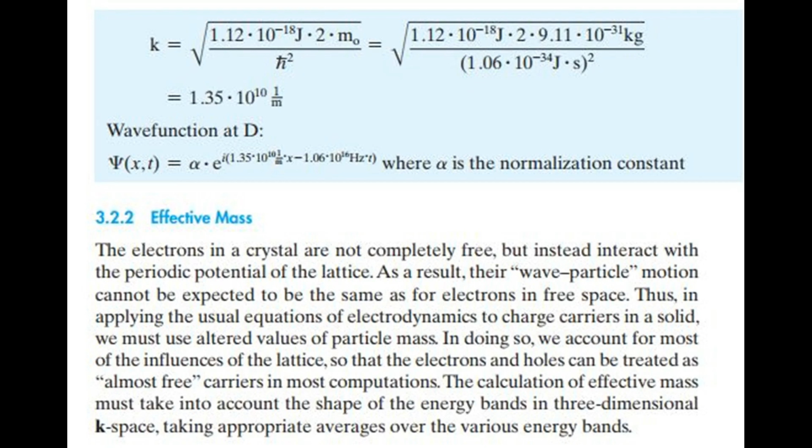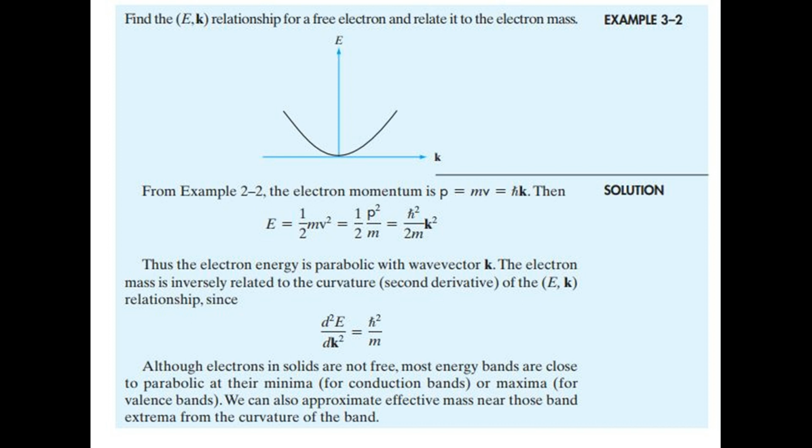The calculation of effective mass must take into account the shape of the energy bands in three-dimensional k-space, taking appropriate averages over the various energy bands. Find the E-k relationship for a free electron and relate it to the electron mass. From example 2.2, the electron momentum is p = mv = ħk. Thus the electron energy is parabolic with wave vector k.